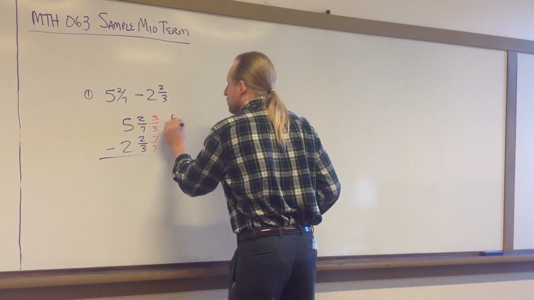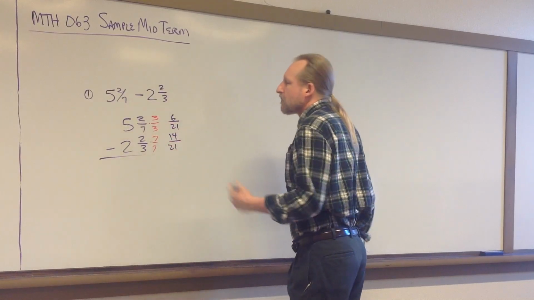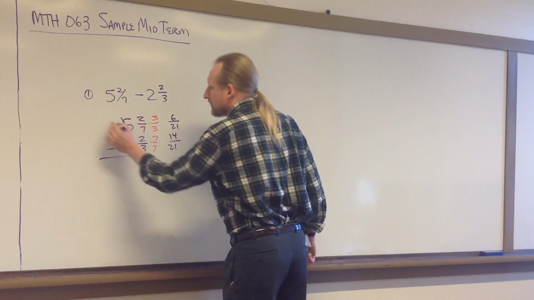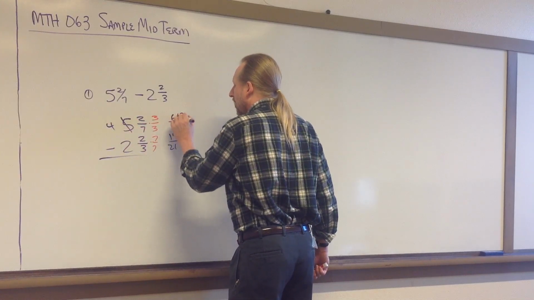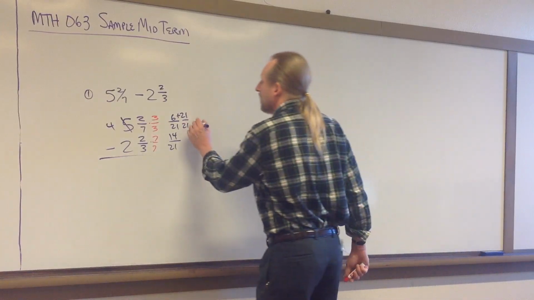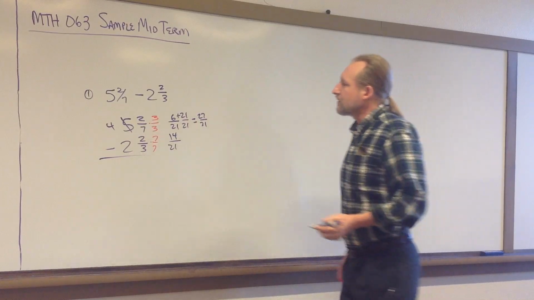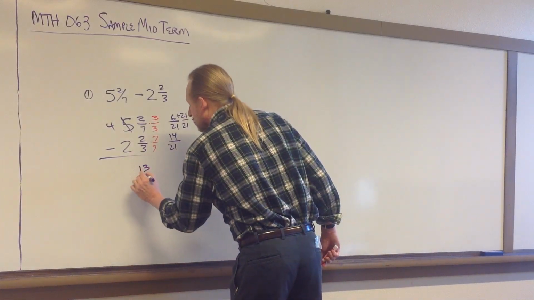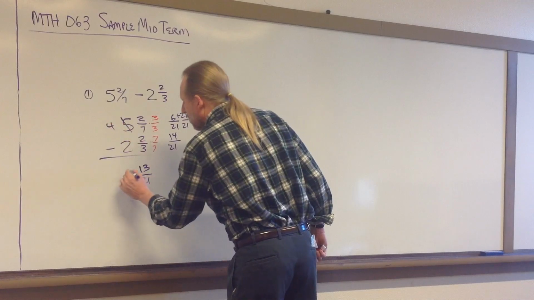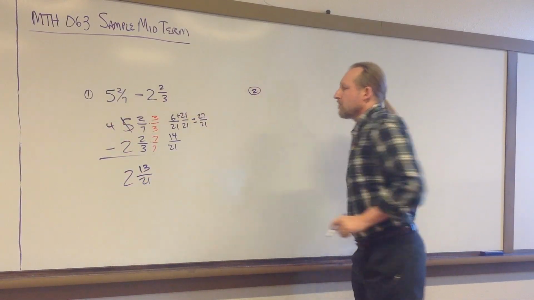So this is going to be 6 over 21. This will be 14 over 21. So we need to borrow from this 5, make it a 4, and that 1 is 21 over 21. So now we're going to have 27 over 21. So 27 minus 14 will give us 13 over 21, and over here 4 minus 2 is 2.